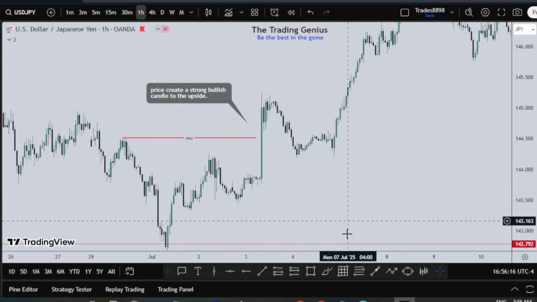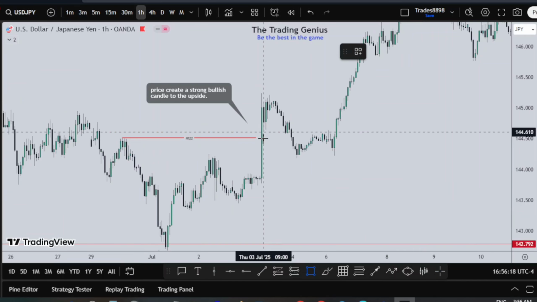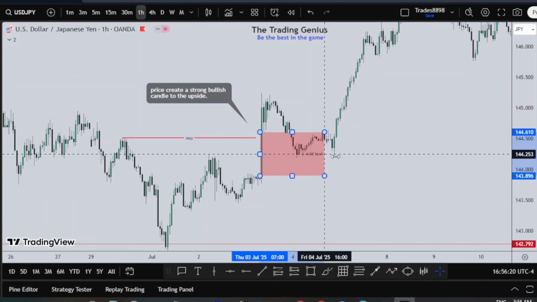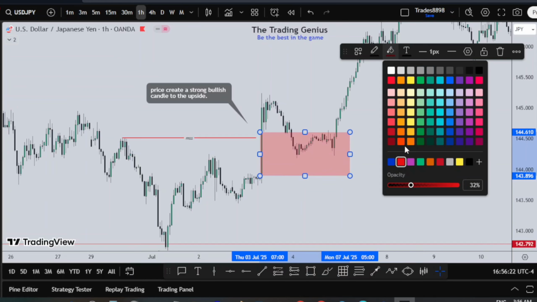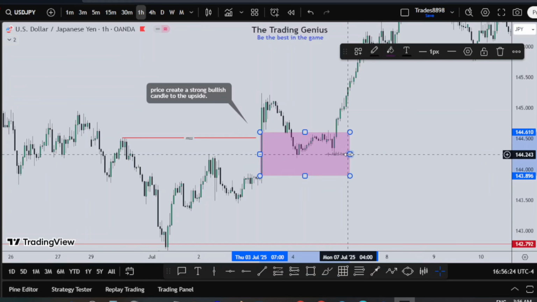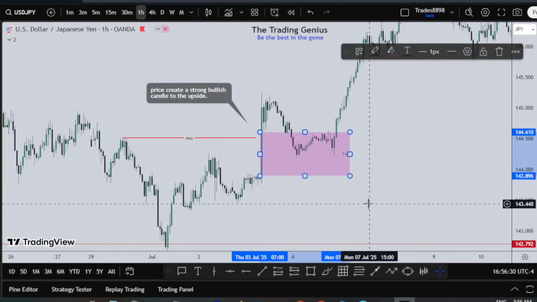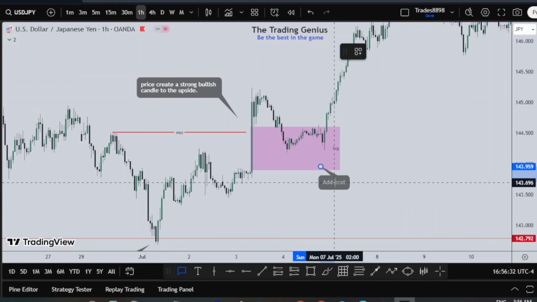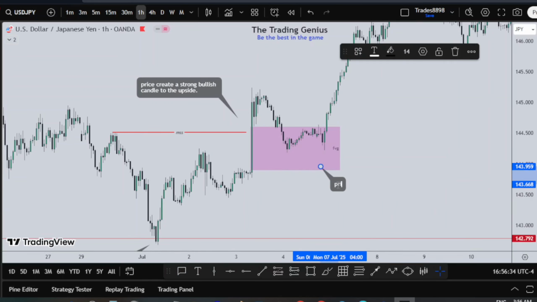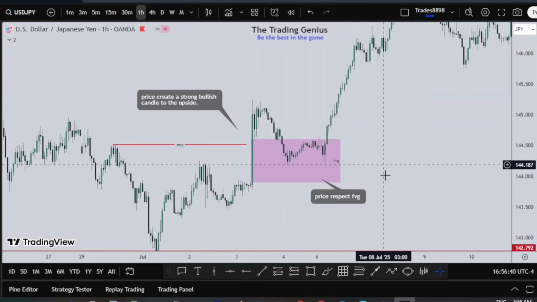And also, if you look at it, price also respects this fair value gap, which is also a strong indication that we are going to the upside. So this is a strong fair value gap, right? I'm just going to note it out. Price respects fair value gap as well, right? Really, really nice to see.